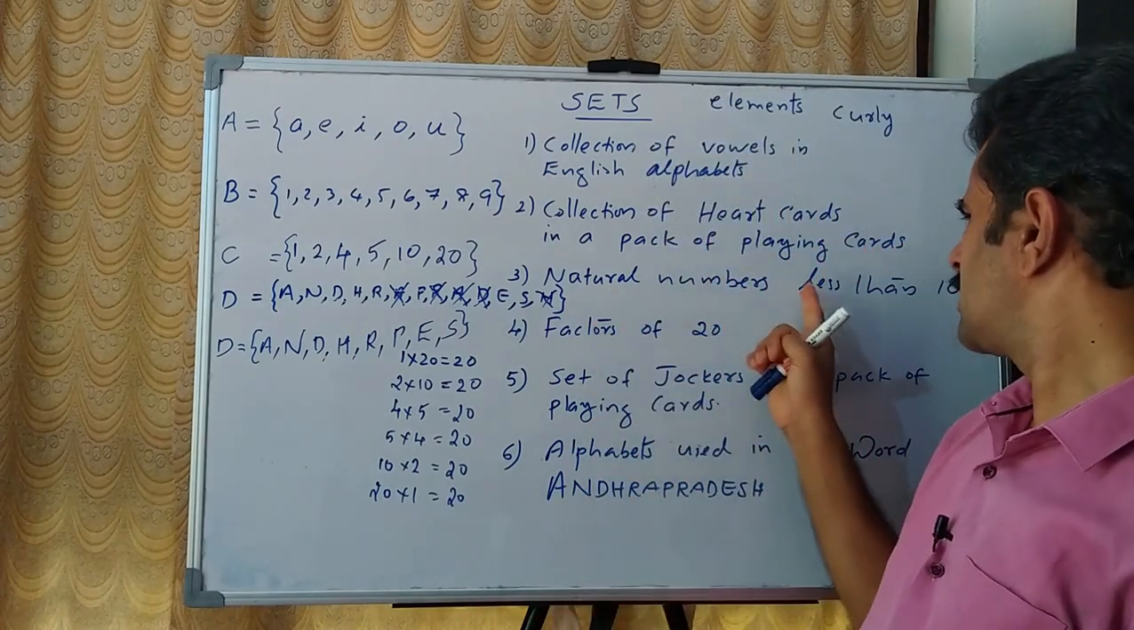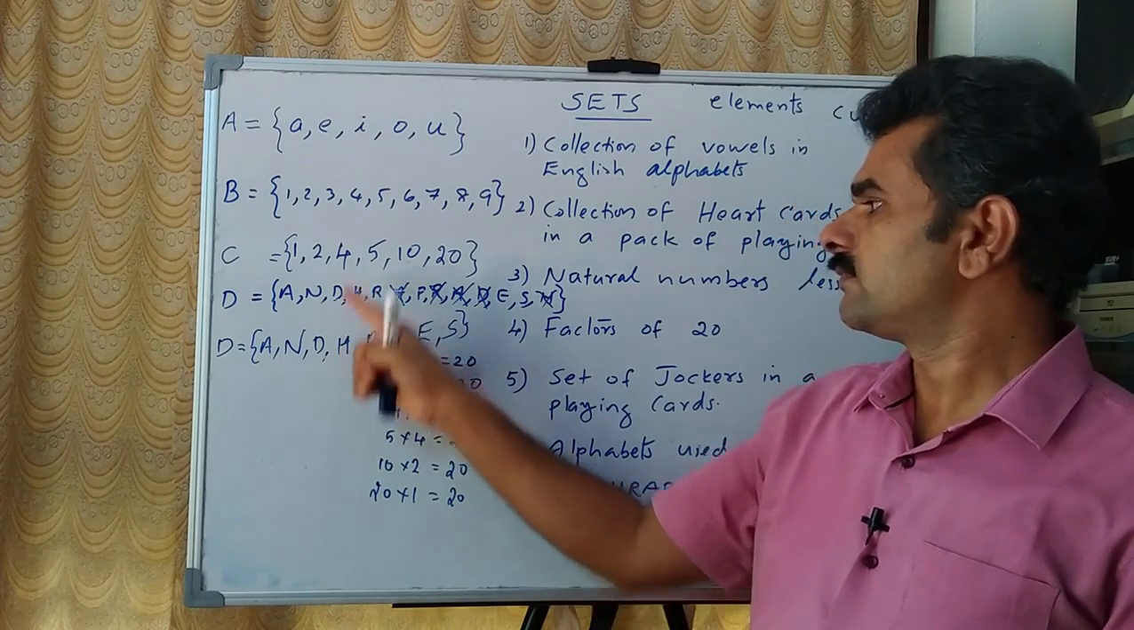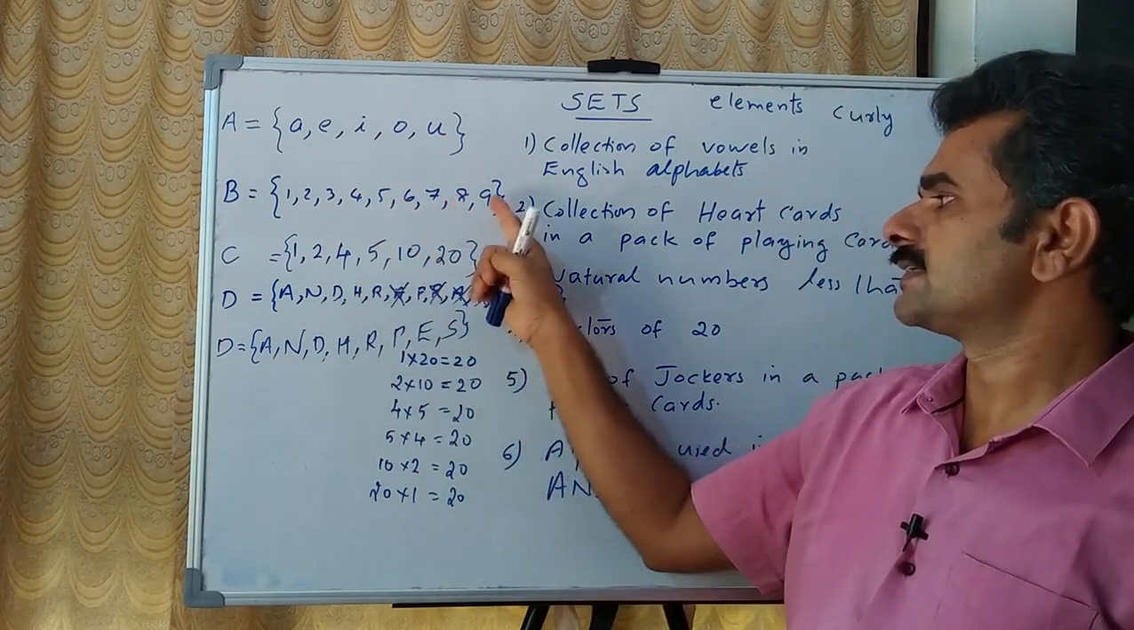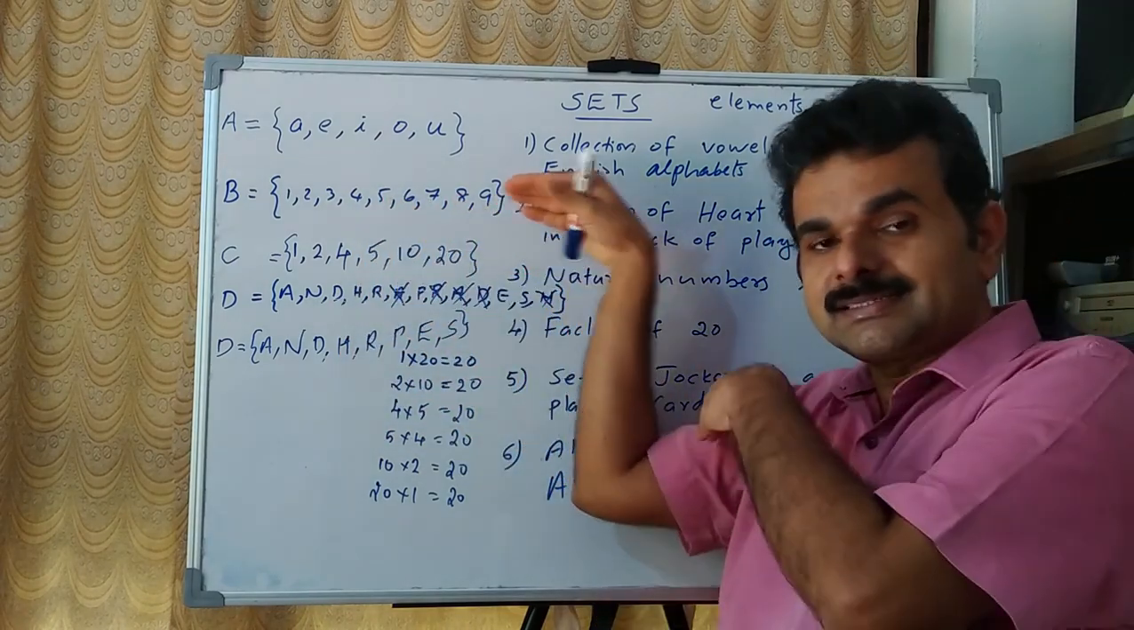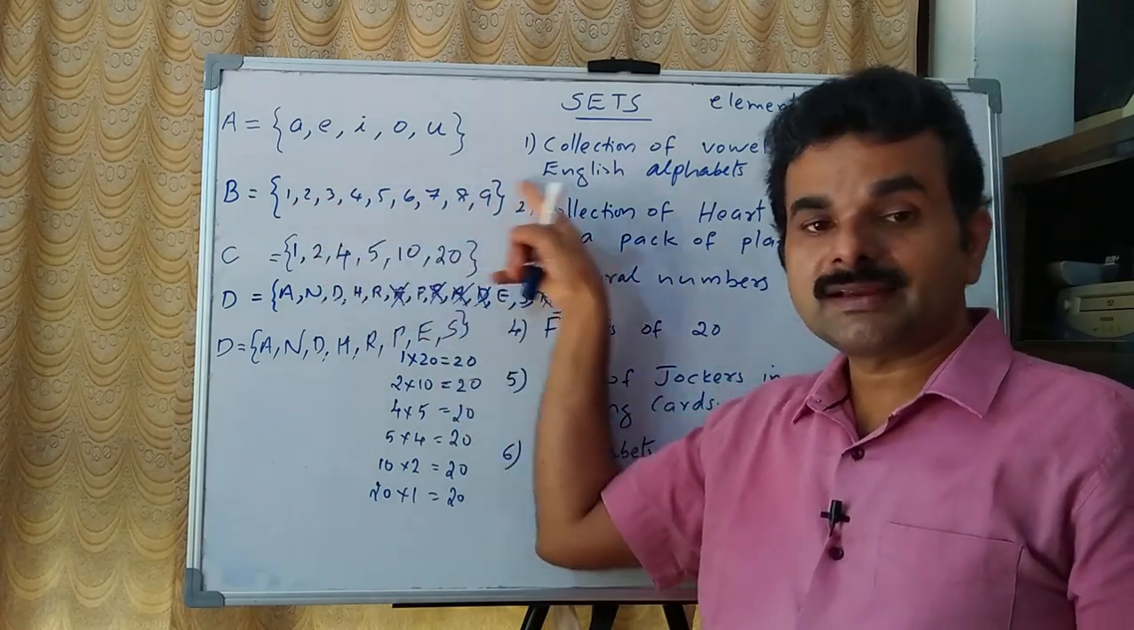So set of natural numbers less than 10 means what? 1, 2, 3, 4, 5, 6, 7, 8, 9, less than 10. So these are the items. They are very clearly defined.